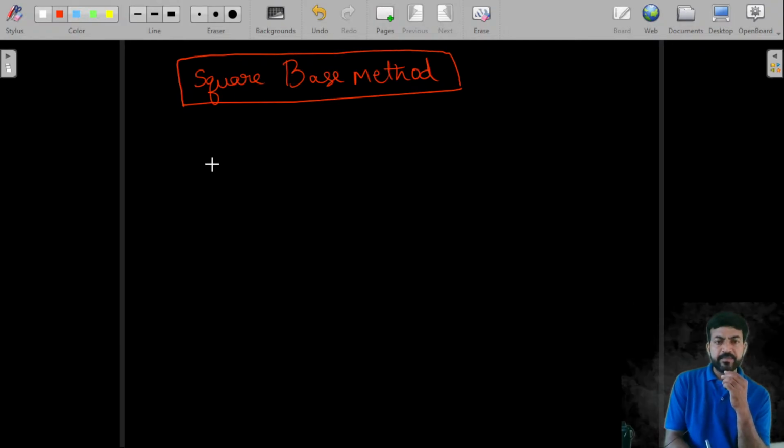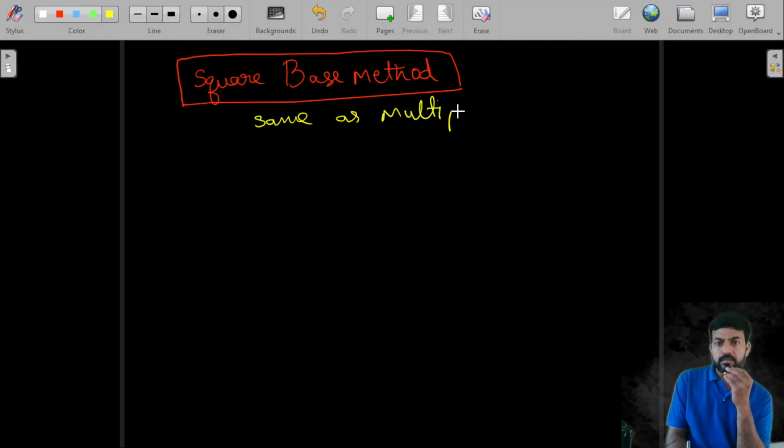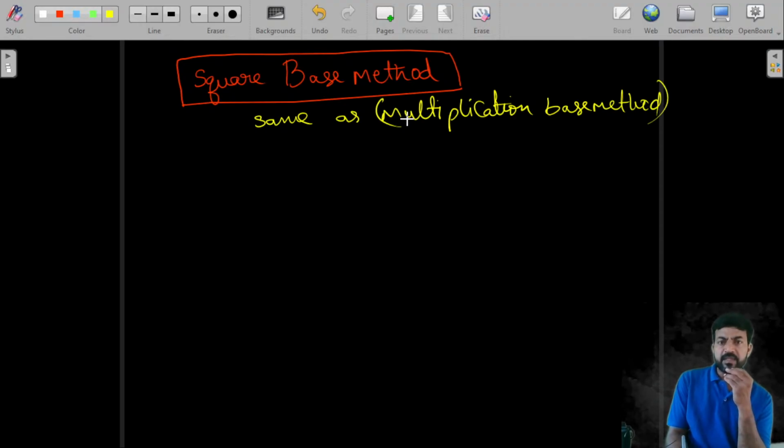Square base method. This is the same as the multiplication base method. Same as base method multiplication. So do this.